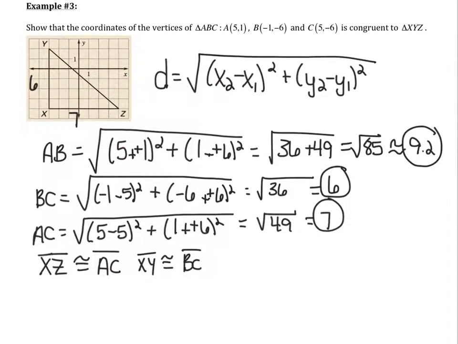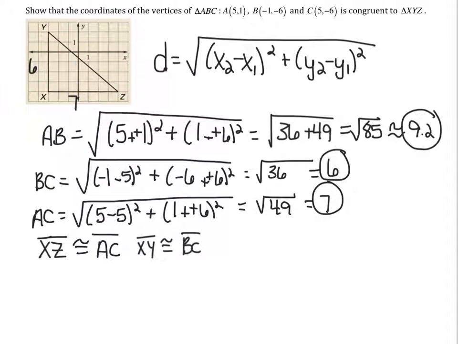I'm going to slide this up so I have a little more room, and find the distance between Y and Z. Again, I'm going to use the distance formula one last time. The ordered pair at Y was to the left 1, 2, 3, and up 2, so I have (-3, 2). And the ordered pair for Z is over to the right 1, 2, 3, 4, and down 1, 2, 3, 4, so I have (4, -4).